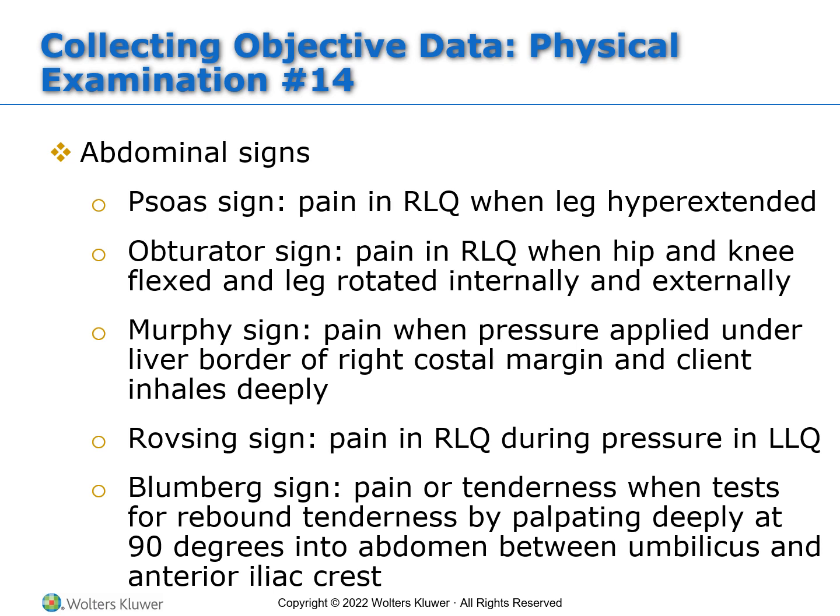And then Blumberg sign. This is when we have pain or tenderness in the abdominal area when the examiner tries to test for rebound tenderness by palpating deeply at 90 degrees into the abdomen, halfway between the umbilicus and the anterior iliac crest at McBurney's point. And this is typically caused by peritoneal irritation.